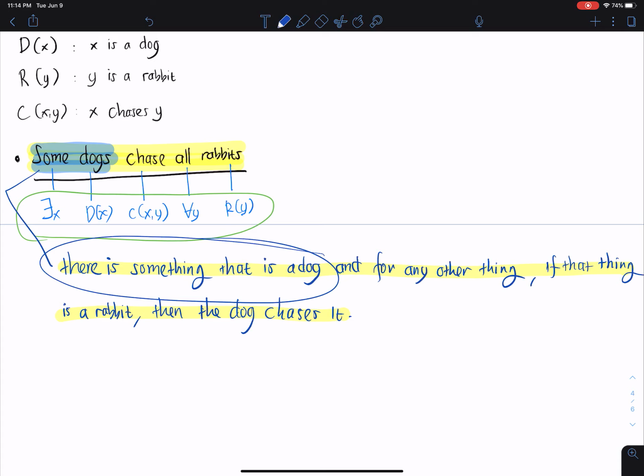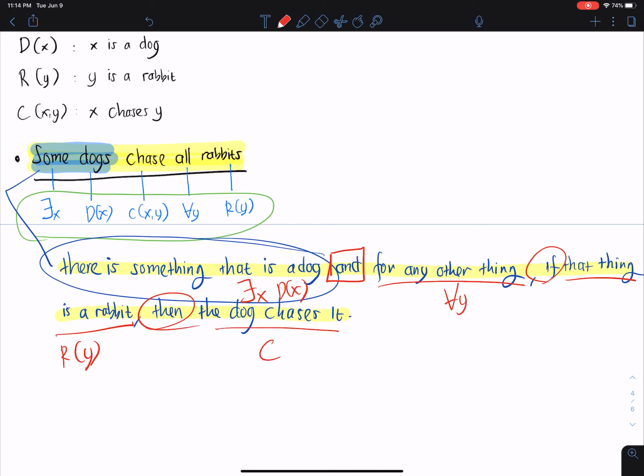Okay, so for there is something that is a dog, definitely this is existential x, dx. So there is something that is a dog. Then we have the logical connective here, and. Now we have the quantifier for any other thing, for all y. If that thing is a rabbit, so this one will be ry. Then the dog chased it, so cxy. Quite easy. I mean, after we have gone through 3 examples, now I believe you find this easier to understand.